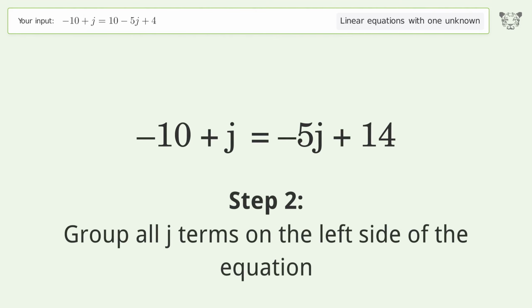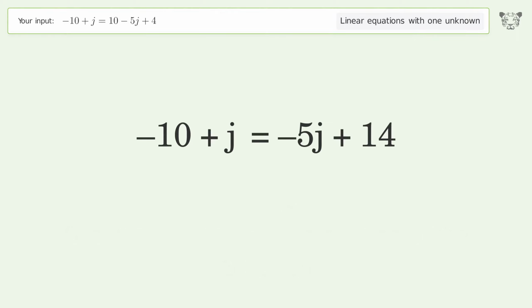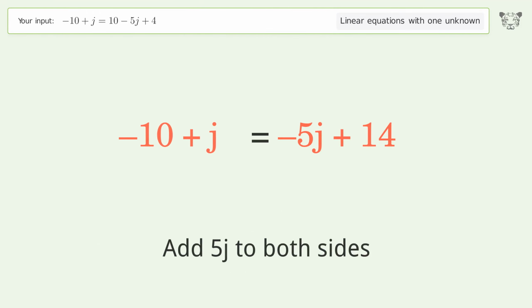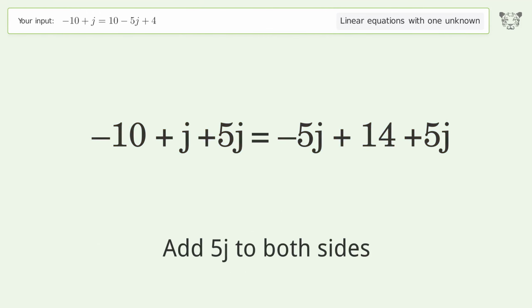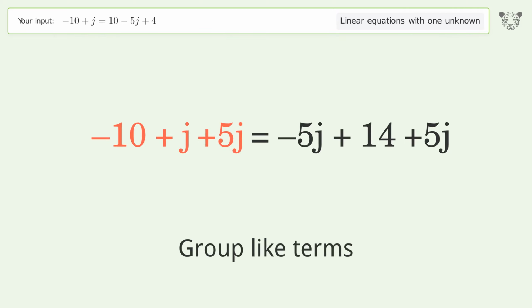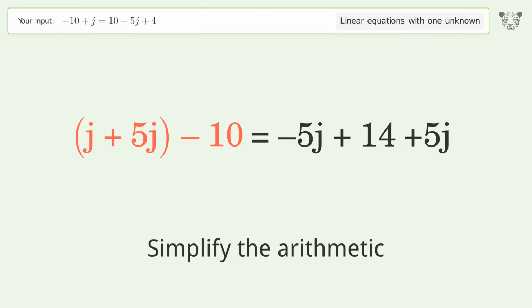Group all j terms on the left side of the equation. Add 5j to both sides. Group like terms. Simplify the arithmetic.